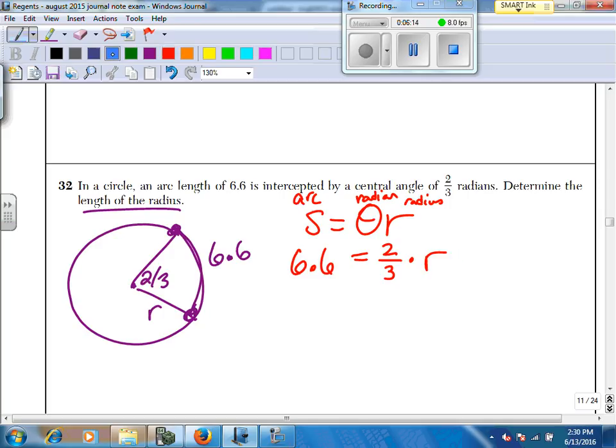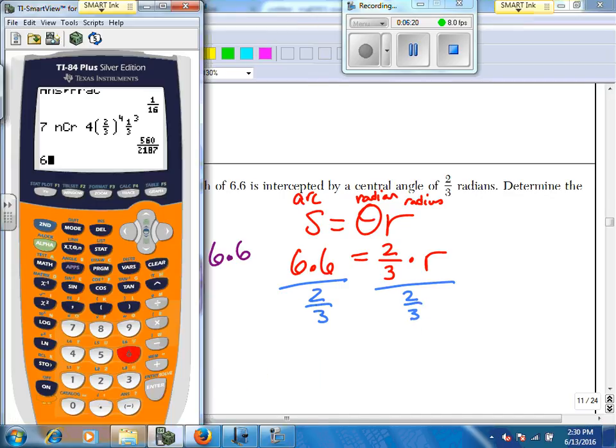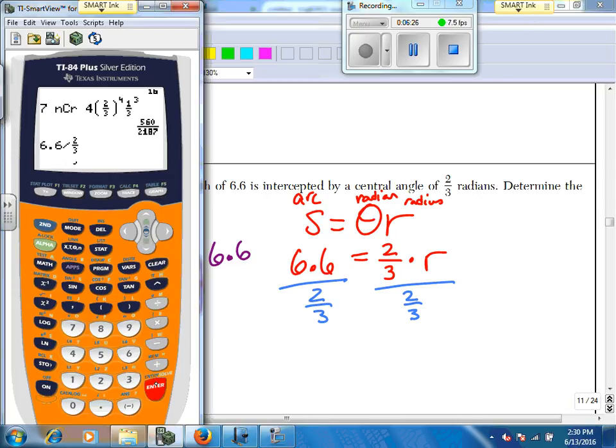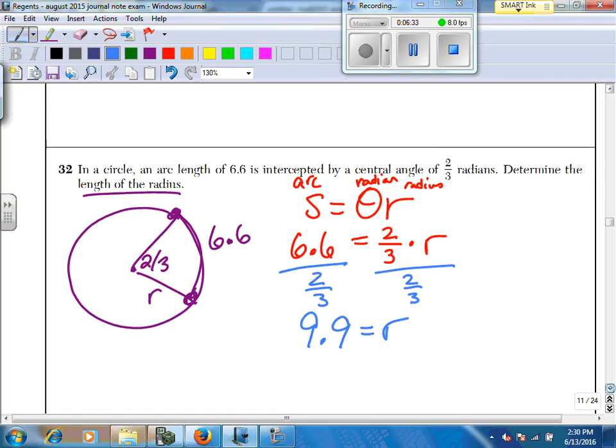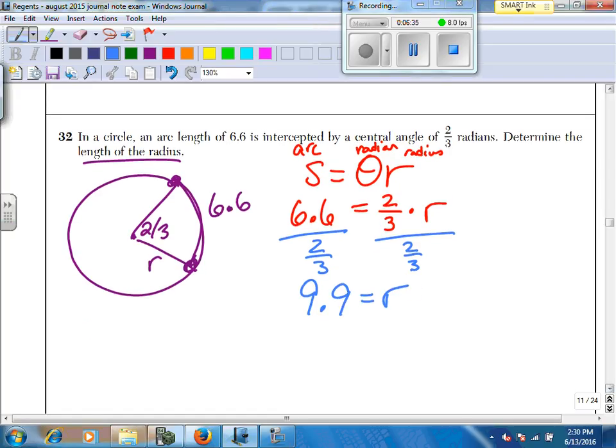Well, because you have a calculator, you could put divide by 2/3 and just do it in the calculator. 6.6 divided by, make a fraction, 2/3, 9.9. Or you could have multiplied both sides by 3/2. That's kind of the more algebraic way of doing it. Determine the length of the radius. It didn't tell us to round or do anything else, so there's your answer.